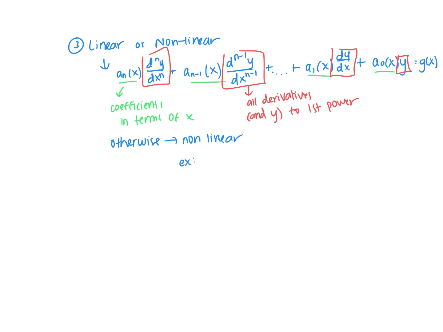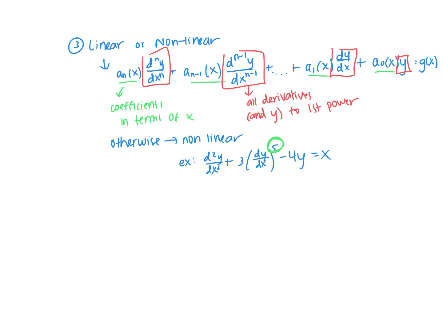For example, we wrote this on the previous page. What makes this one nonlinear? Fifth power. So that makes us nonlinear because our derivative is not to the first power. That is classifying. Those are the three different ways to classify.